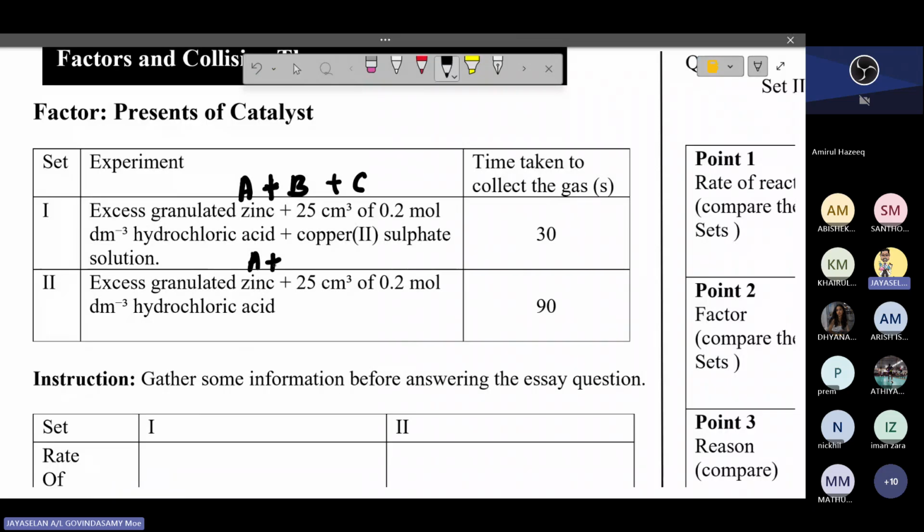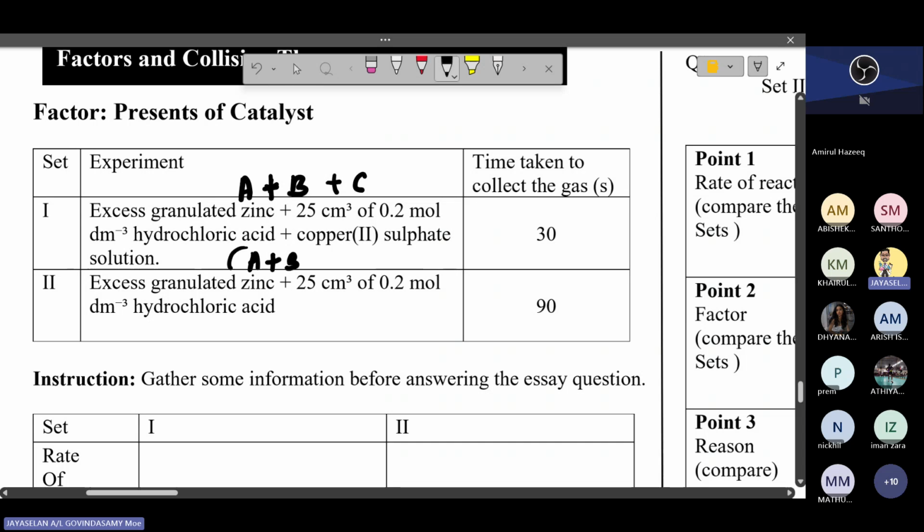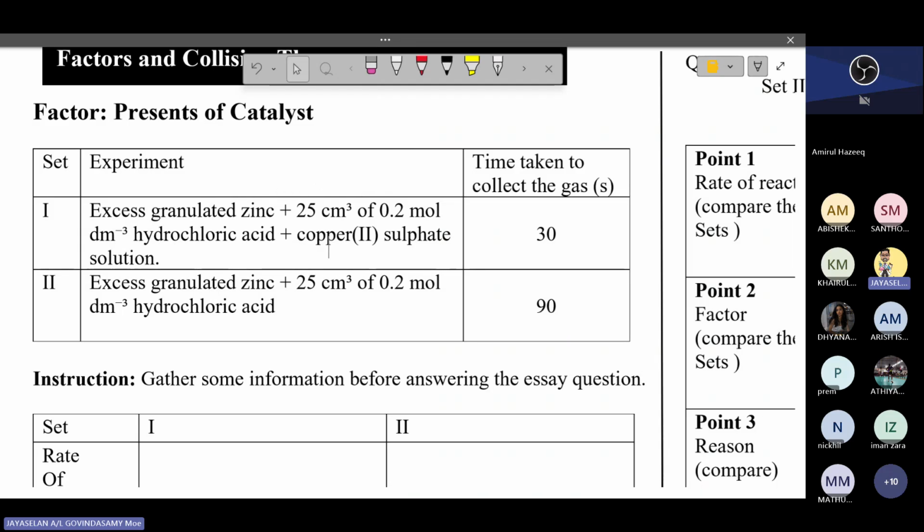Okay, now we do this. A, then one more hydrochloric acid. Okay, so di sini set 2 we have only 2 bahan, you know. That means this is catalyst lah. So this factor, what factor you remember? Factor catalyst. So which one is catalyst? Copper 2 sulfate is your catalyst.